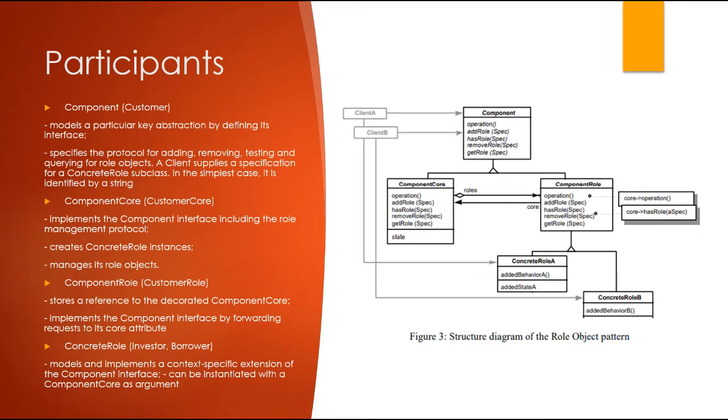Next is the component core, which the customer core is. It implements the component interface, including the role management protocol, creates concrete role instances, and manages its role objects. Next is the component role, which is the customer's role. It stores a reference to a decorated component core and implements the component interface by forwarding requests to its core attribute. And last is a concrete role, which the investor and the borrower are. It models and implements context-specific extensions of the component interface and can be instantiated with a component core as an argument.